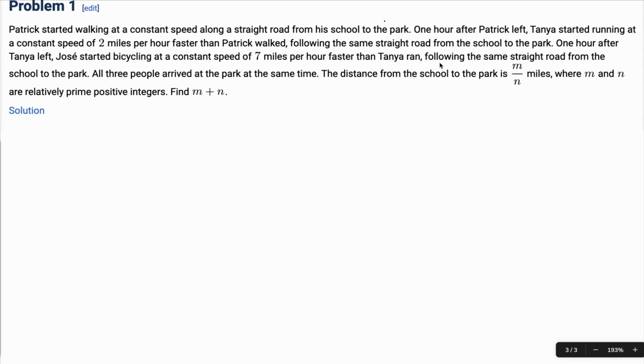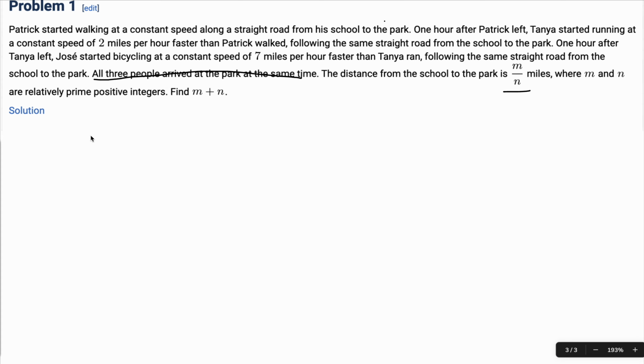I'm guessing they arrive at the same time? Yeah, they arrive at the same time. 1 hour after Tanya left, Jose started bicycling at a constant speed of 7 miles per hour faster than Tanya ran, following the same straight road from the school to the park. They all arrived at the same time. The distance from the school to the park is what we want to find.